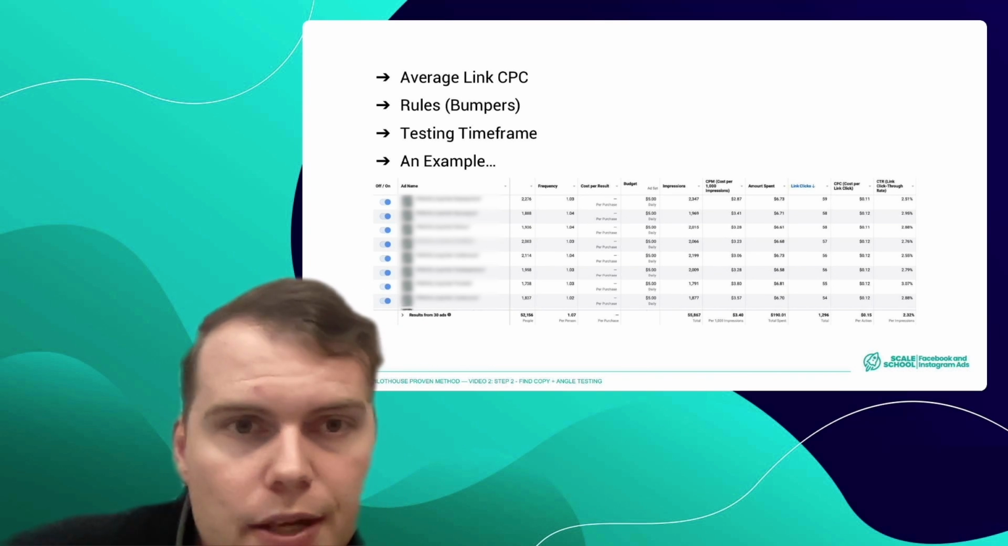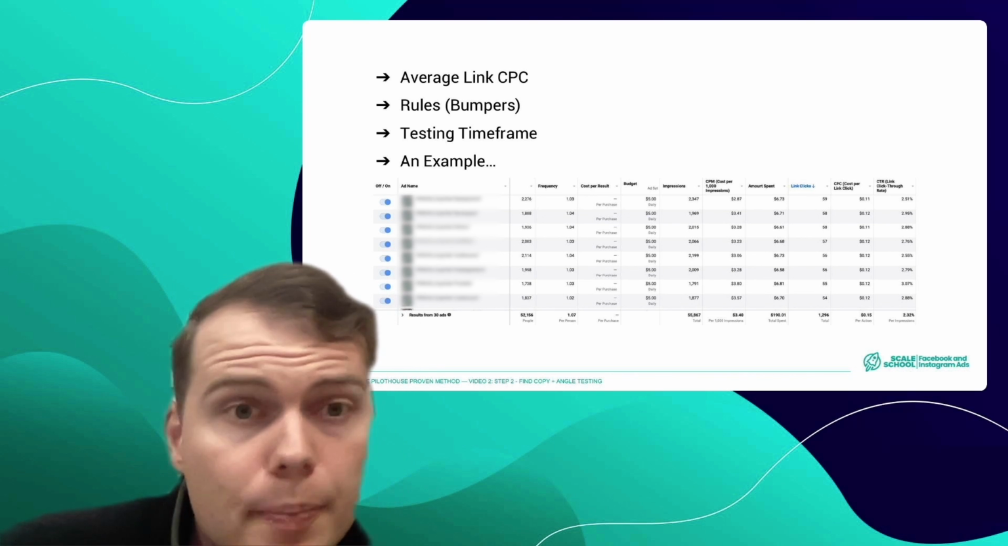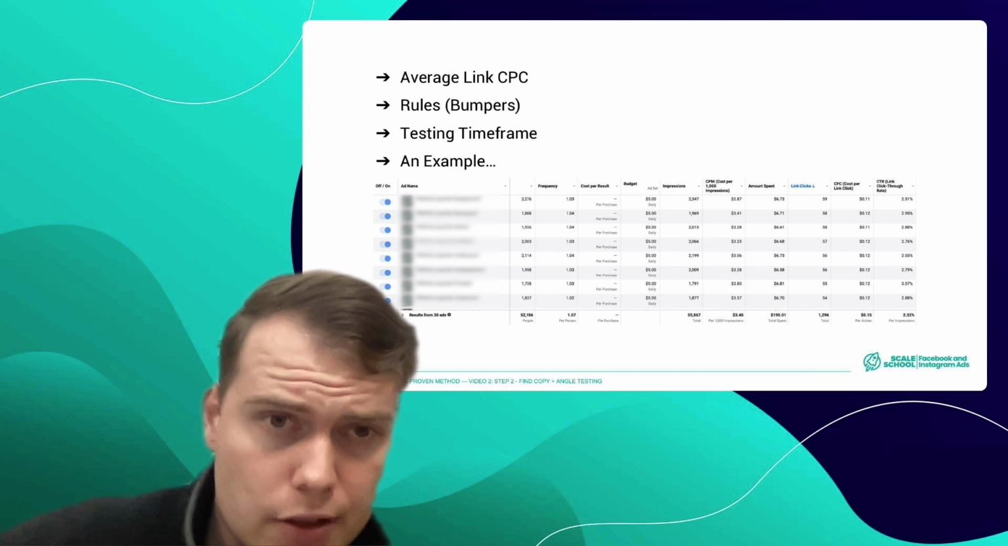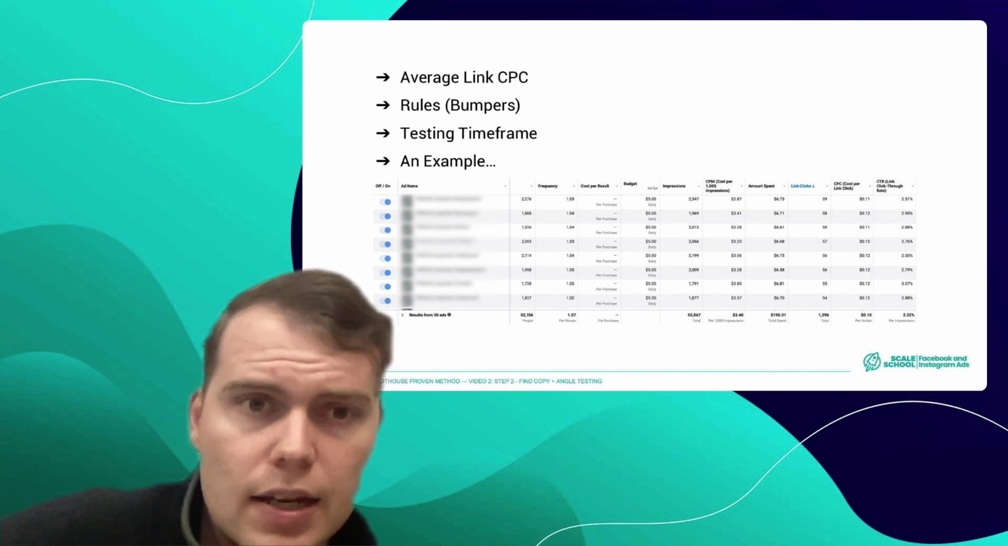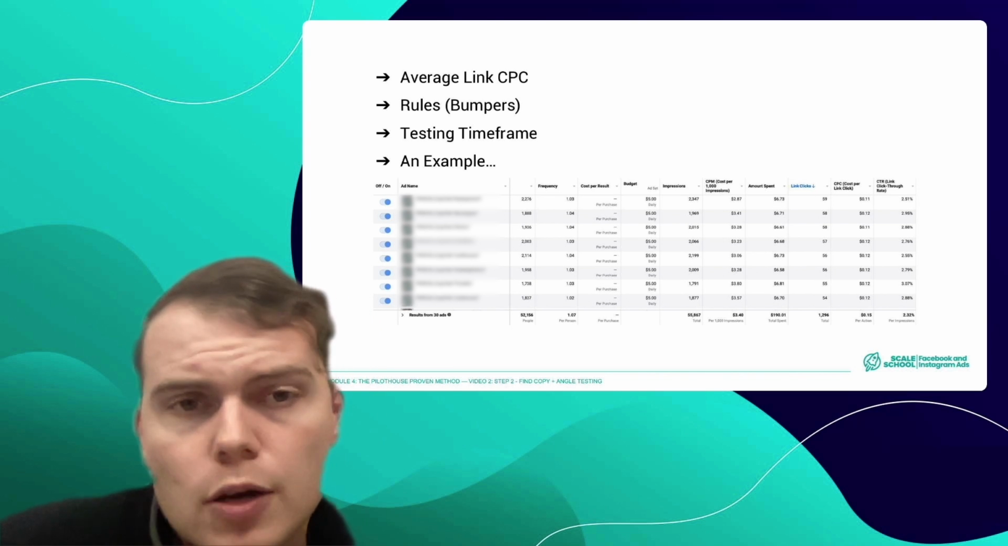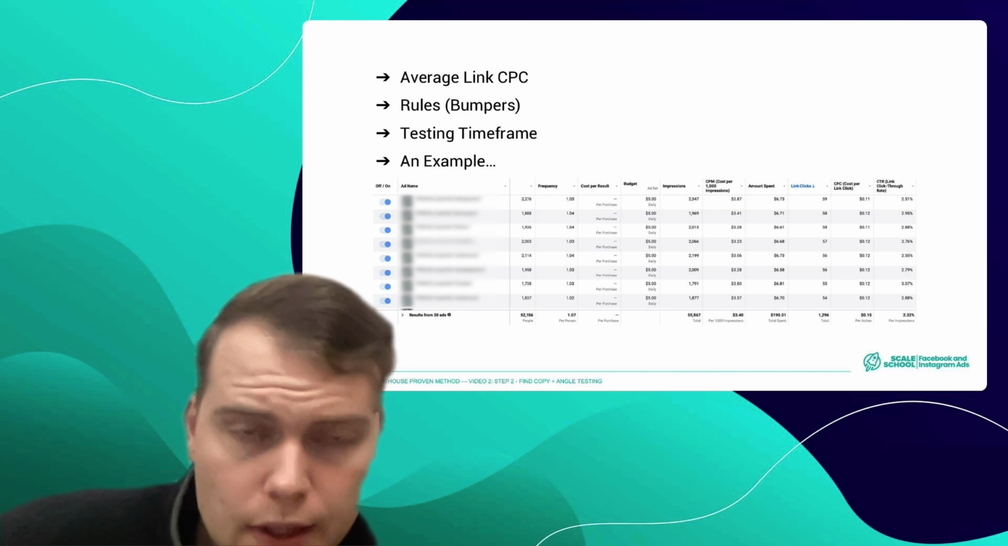When you get into it, the big thing you're going to be looking for is average link CPC. We already touched on rules or your bumpers, just making sure that it's moving in the direction that you want. And then your testing time frame, which typically would be at least a couple of days. Think about when you might want to test it. Where's the most valuable data going to come?